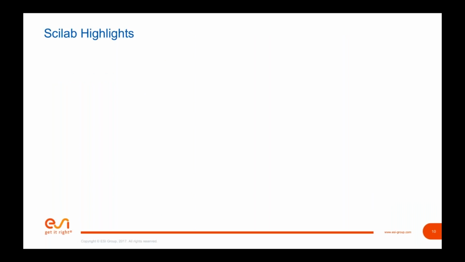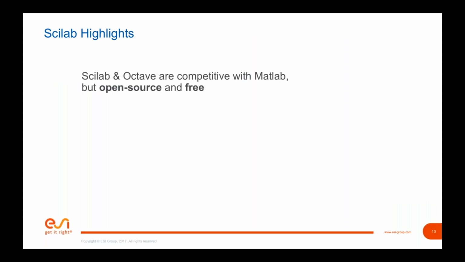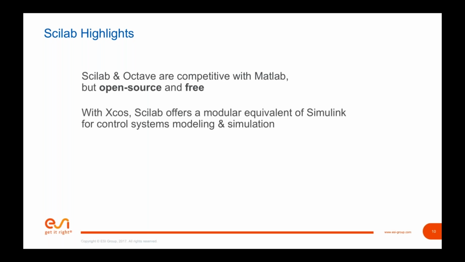So first, an introduction, a few highlights. So Scilab and Octave, well, you all know that they are competitive with MATLAB, but open source and free. As I mentioned, in Scilab itself we have an alternative to Simulink called XCOS for the modeling and simulation of control systems. Scilab has quite a wide community.